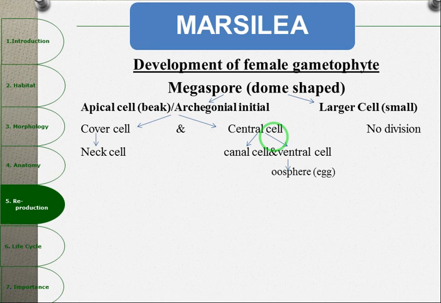And you know well that the cover cell provides the neck cell, and the central cell further divides into canal cell and ventral cell. And the ventral cell is ultimately the oosphere or egg. And there is a difference between the oosphere and oospore, and you all students know well about that.